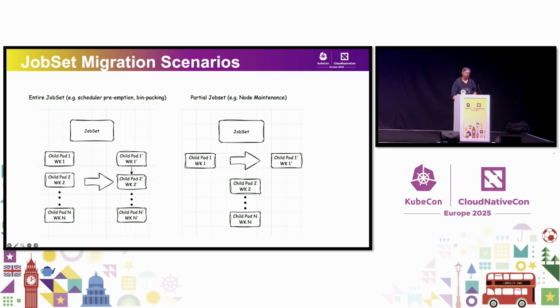This could be used to help maybe defragment a particular infrastructure, and also to use it for prioritizing higher priority jobs to take over the resources, et cetera. And then the second one is more for node maintenance.